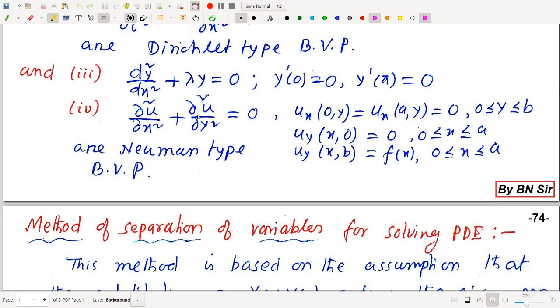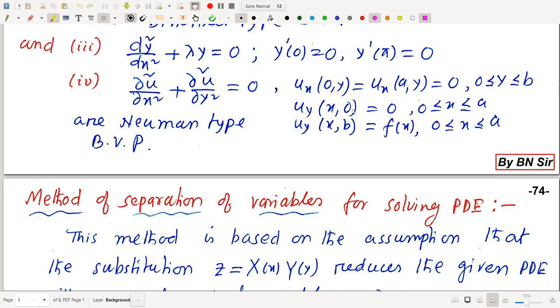Also ∂²u/∂x² + ∂²u/∂y² = 0, Laplace's equation. This is called Laplace's equation in two dimensions, with the condition u_x(0, y) = u_x(a, y) = 0, meaning the partial derivative of u with respect to x at the points (0, y) and (a, y) are both 0, when y varies from 0 to b. Restriction: the partial derivative of u with respect to y at the point (x, 0) is 0, x varying from 0 to a. The partial derivative of u with respect to y at the point (x, b) is f(x), with the extra condition that x ranges from 0 to a. This is also a Neumann type boundary value problem.